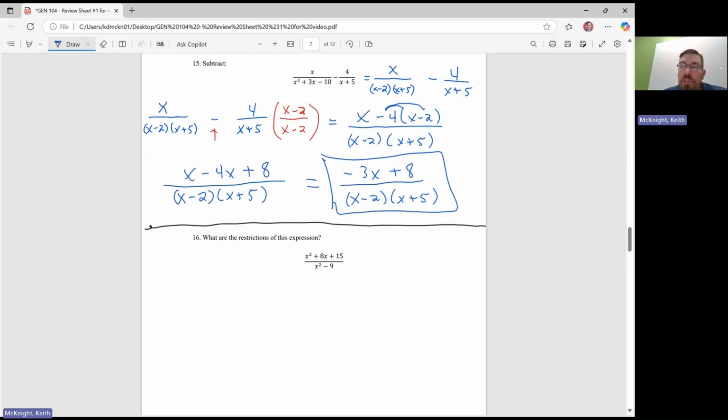Now, unfortunately, there's no good way to check these. This is where it gets much harder to check because it's not an equation and it's an expression. So we do the work and we hope that we've done it all correctly because it's very hard to check these at the end.